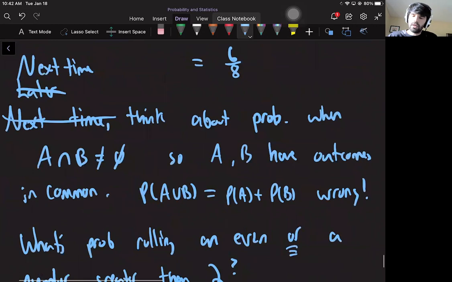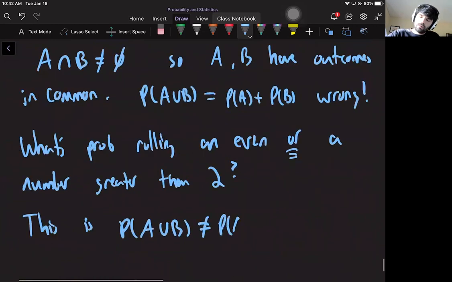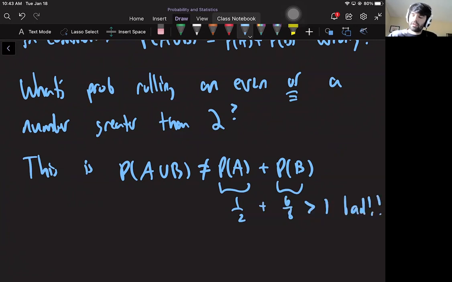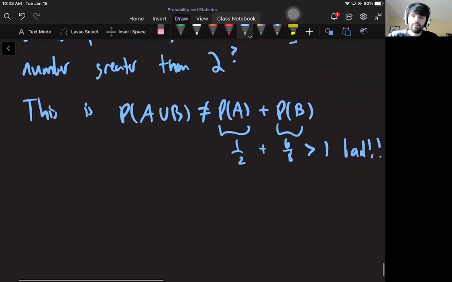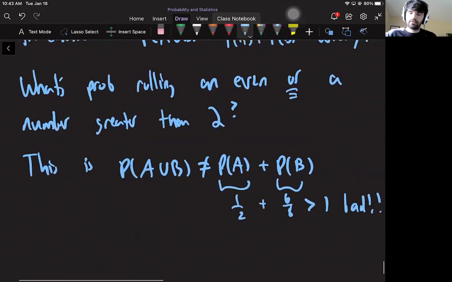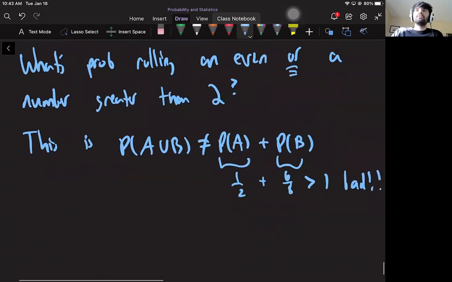And I'm not just going to do 1/2 plus 6/8 or whatever, right? Because that's what this was, and this was 6/8. That would already be more than 1, which is bad. We can never get a number bigger than 1. So instead, what we're going to have to do is figure out how to deal with this situation. And what's really going on is they have overlap. So you sort of have to get rid of the overlap. Okay, so that's for next time. So see you then.